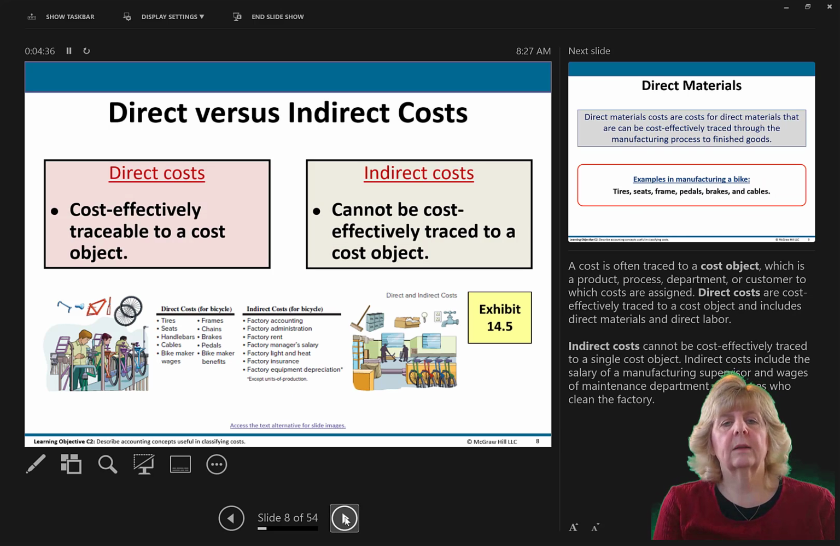Direct versus indirect. This is a key slide. This is one of the ways that we will be classifying costs. So a direct cost is a cost that you can specifically trace going into a cost object. Usually a cost object will be the product that you are manufacturing. Indirect costs, on the other hand, cannot be directly traced to a cost object. You can read the slide. I think this will become very apparent in one of the exercises that we'll be working on today.